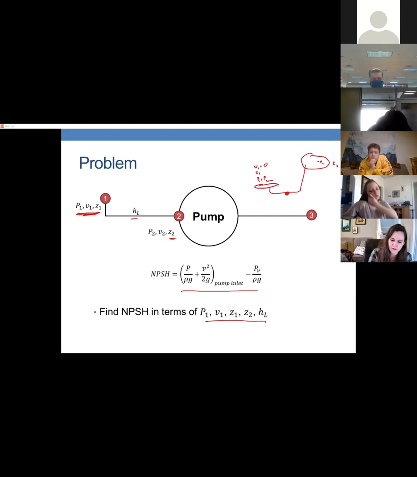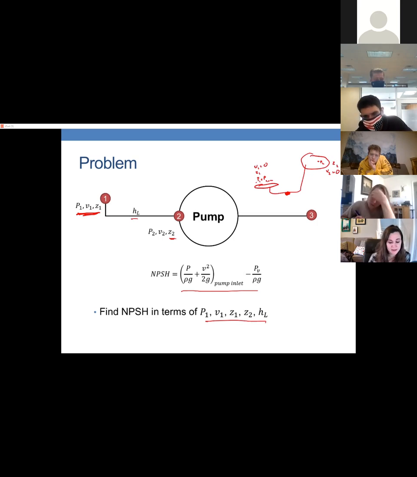V1 is equal to 0, V2 is equal to 0, okay? And there's just a pump in between. So if we go from point 1 to point 2, a lot of nice things happen. V1 and V2 are both 0, so that part of the mechanical energy balance just cancels out. We know exactly what P1 and P2 are already. Maybe P2 is at atmospheric pressure too, so that just cancels out.